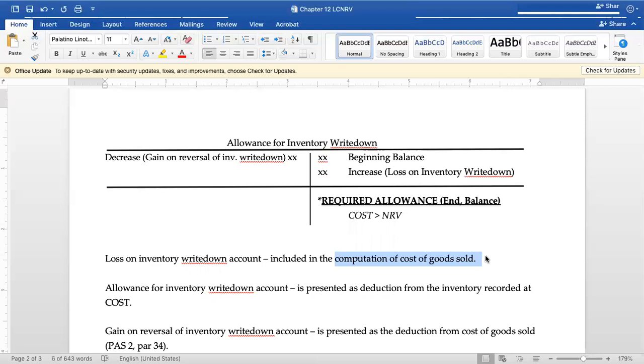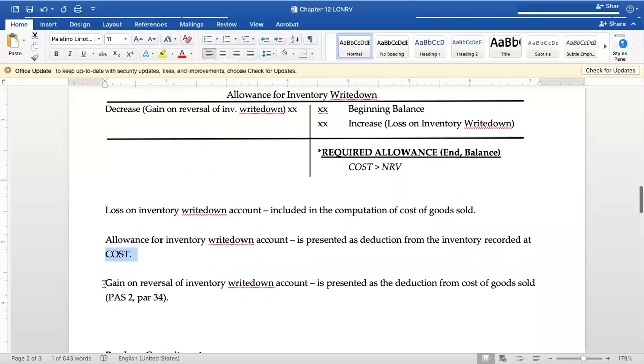And the allowance for inventory write-down account is presented as a deduction from the inventory recorded at cost. So therefore, you record the inventory at cost. If there is an allowance, we deduct it to compute the ending balance of the inventory. So how do we account for the gain on reversal of inventory write-down account? It is presented as a deduction from the cost of goods sold. So if there is a loss on inventory write-down, it is added in the computation of cost of goods sold. If there is a gain on reversal, we deduct it in the computation of the cost of goods sold.